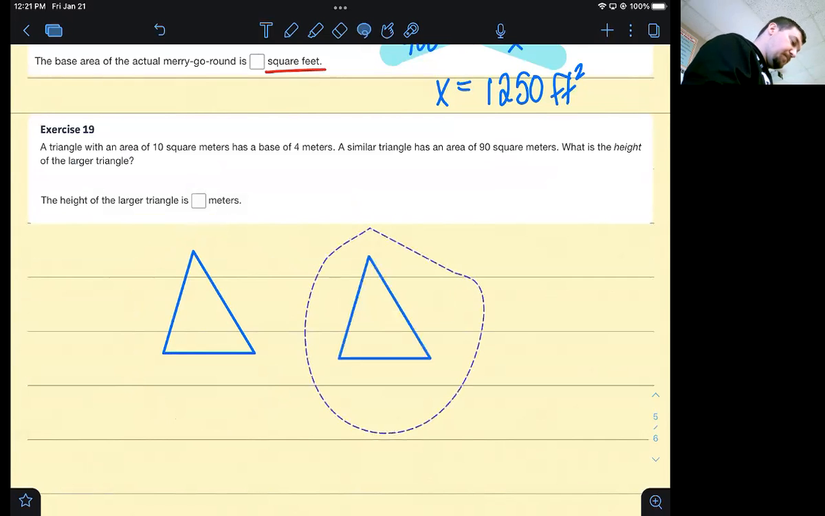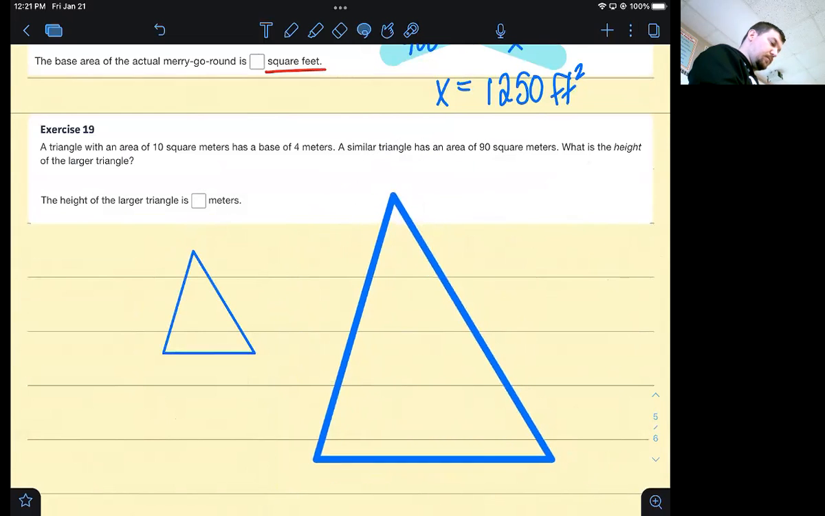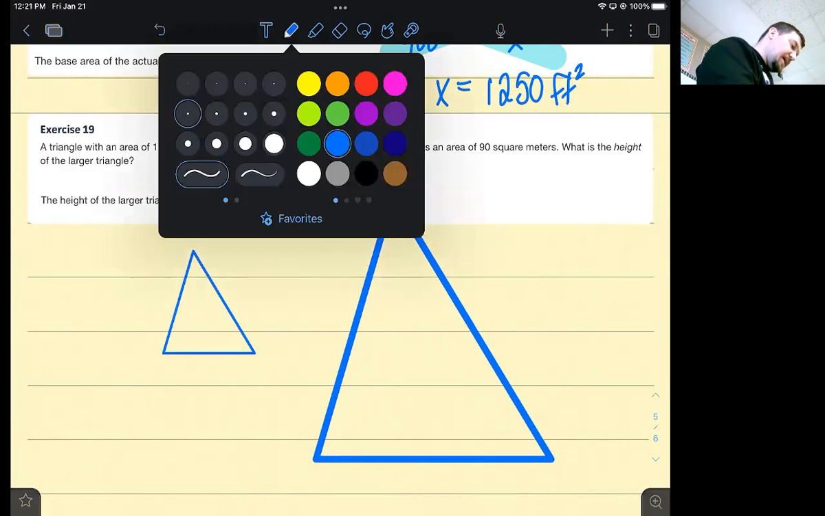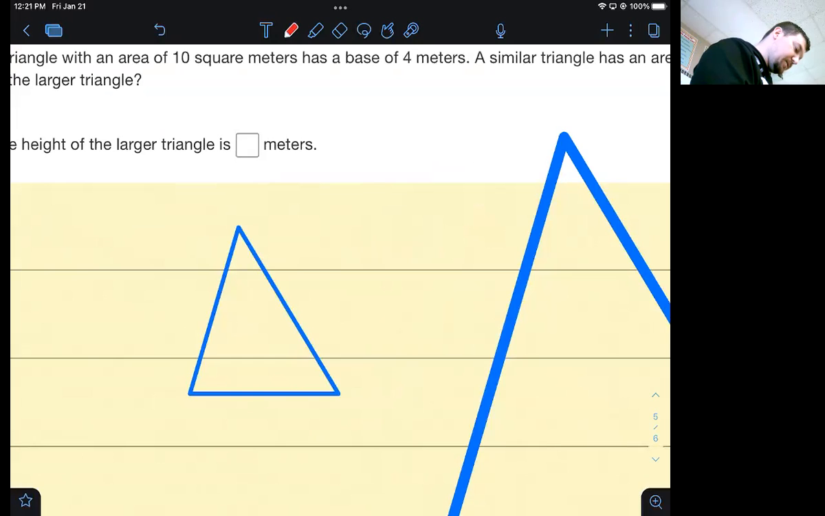And the similar one, if that one has an area of 10 square meters and this one's got an area of 90 square meters, it must be bigger. So I'm just going to make it bigger. I don't know if that's 9 times bigger, but probably it's definitely not 9 times bigger, but we'll just say it's the bigger one so that we can tell them apart. So it says the first triangle has an area of 10 square meters.